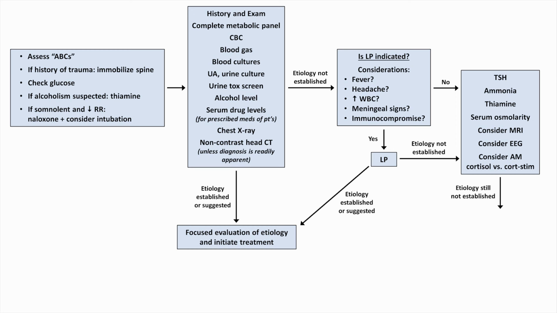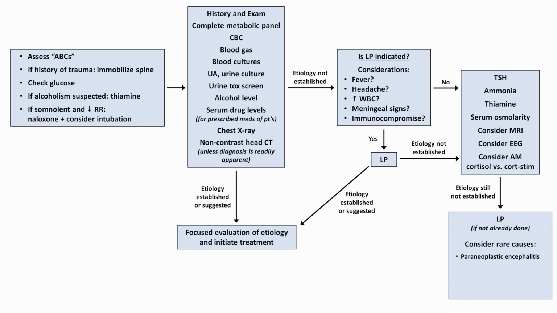If an etiology is still not established and the patient has not yet spontaneously improved, which does happen sometimes, you're moving into rare etiology territory. You should perform an LP if not already done, and consider looking for paraneoplastic disease, autoimmune disease, Wilson's disease, and causes of rapidly progressive dementia. And when I say consider these rare diagnoses, that's what I mean. You don't necessarily need to test for them if the data you've already obtained is clearly inconsistent with them.